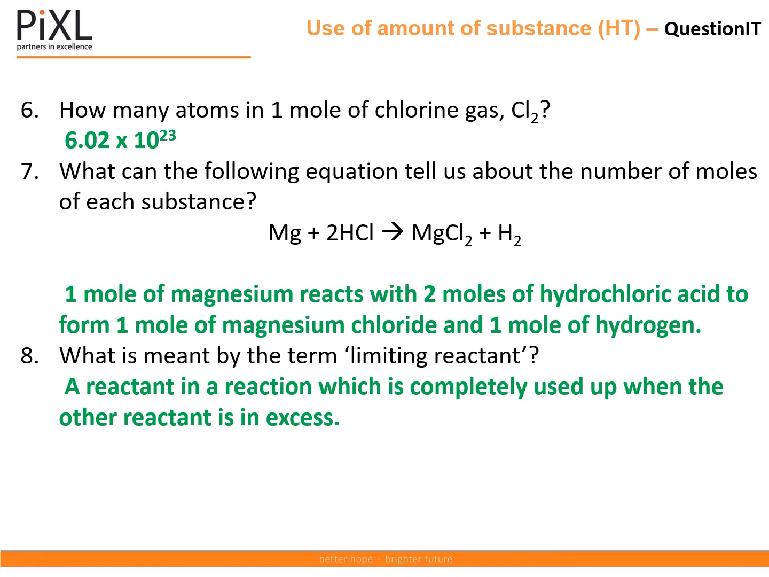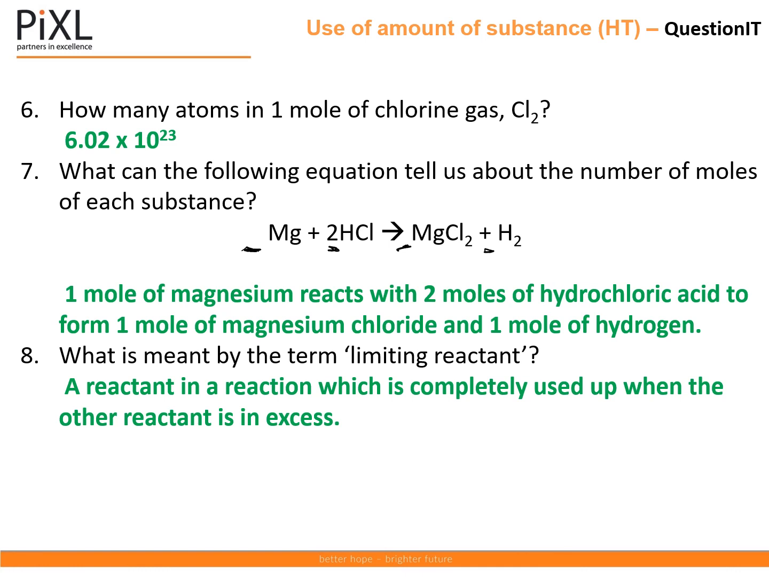It asked you how many atoms in 1 mole of chlorine gas. Because it's 1 mole, the answer will be 6.02 times 10 to the power 23, which is the Avogadro constant. In this question, they have asked what the following equation can tell us about the number of moles of each of these substances. All it's asking you to do is write down how many of these there are. So look at the numbers in front. No number means 1. There's 2 there, 1 there, and 1 there. So all you have to do is write that down in words.